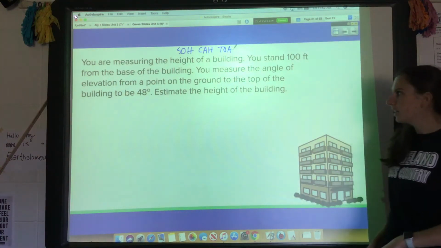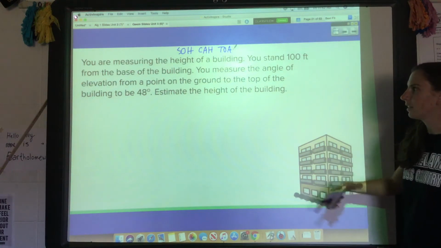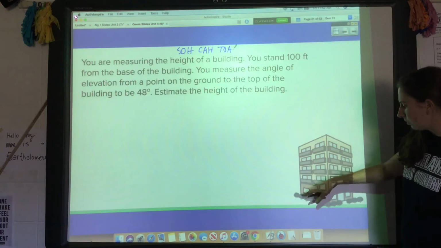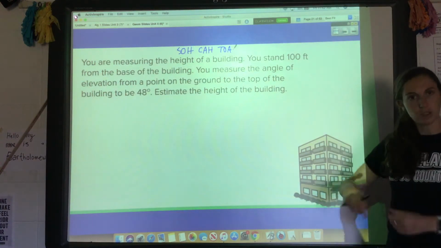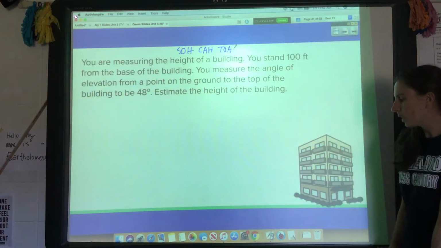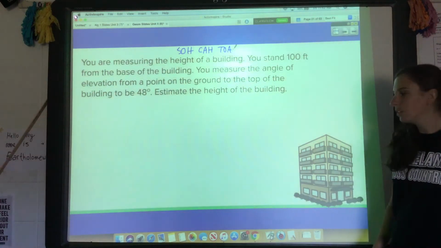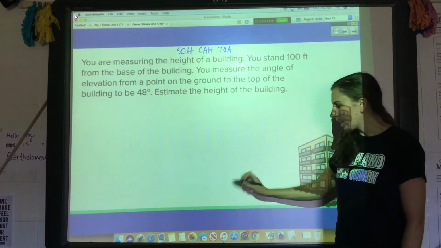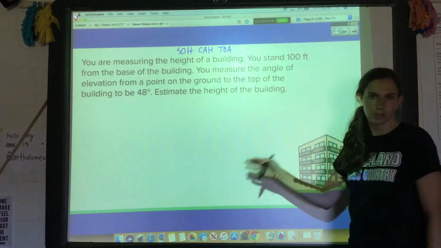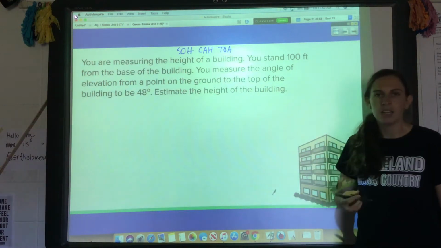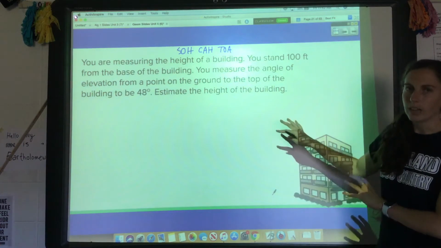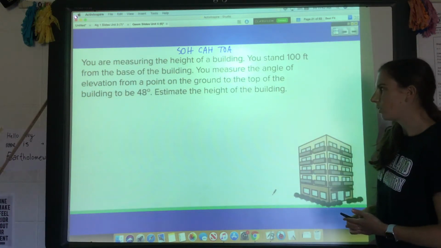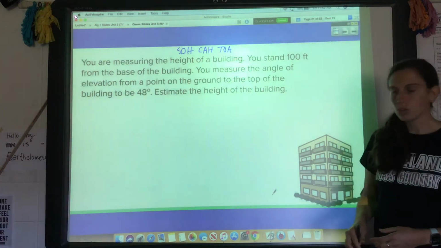On this problem here, it says you're measuring the height of a building. Obviously, there are a few ways to do that. We could try to use a tape measure to literally measure it. We could do what we did with the similar triangles, measure the building's shadow, measure us and our shadow, and set up similar triangles. But setting up all that shadow stuff is not always the easiest thing to do. So another thing you could do is use trig.